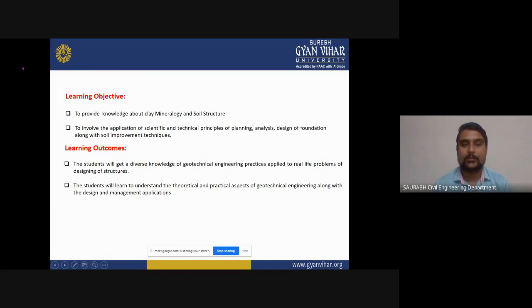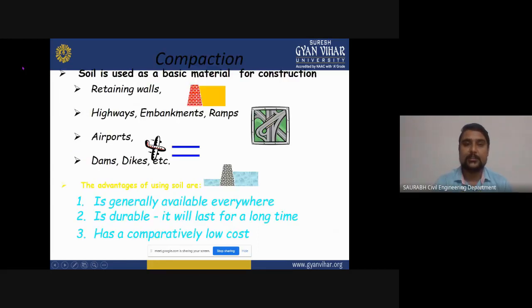Let's come to the learning objective and learning outcome. Here I will provide you knowledge of clay mineralogy and the compaction of soil, and involve the application of scientific and technical principles of planning and analysis, and design of foundations along with soil improvement techniques. You will get diverse knowledge about geotechnical engineering practices applied to real-life problems in designing a structure. The student will learn to understand the theoretical and practical aspects of geotechnical engineering along with design and management application. So come to our topic, which is known as the compaction method.